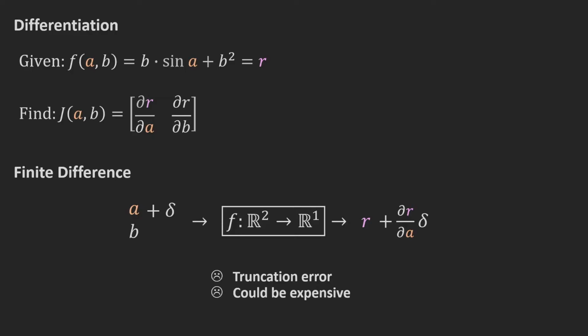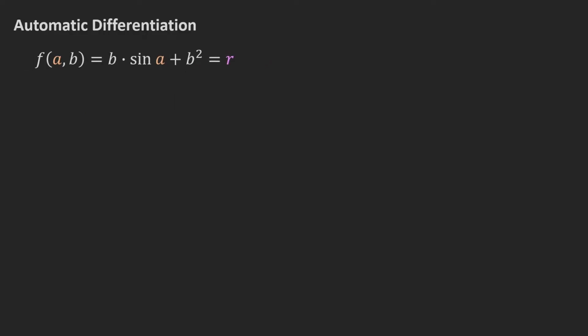So this is where automatic differentiation comes into play to tackle those challenges. In the next few slides, we will show how Autodiff can give us accurate solutions with machine precision, and it can also reduce the computational cost by orders of magnitude. To do that, we use the same example as before. We now look for the derivative of f with respect to a.